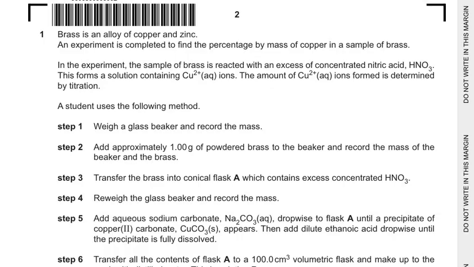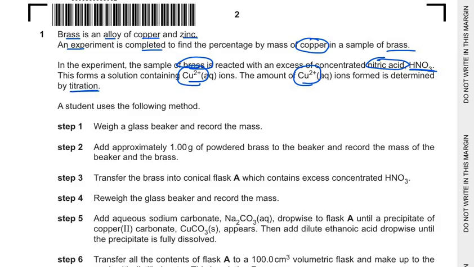So here is question 1. It says brass is an alloy of copper and zinc, and an experiment is completed to find out the percentage by mass of copper in a sample of brass. Now in the experiment, the sample of brass is reacted with an aqueous excess of concentrated nitric acid, HNO3, and this forms a solution containing Cu2+ ions. The amount of Cu2+ ions formed is determined by titration.